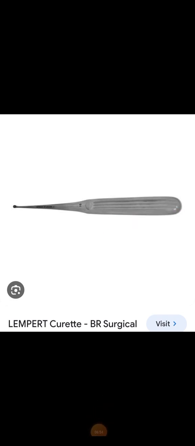Why do we use Lempert's curette? It has a rounded large handle, as mentioned here. Its uses are that it is used mainly for curetting the bone, or we can say chunks of bone are broken into small pieces during mastoid and ear canal surgeries like tympanoplasty and stapedotomy by this Lempert's curette.